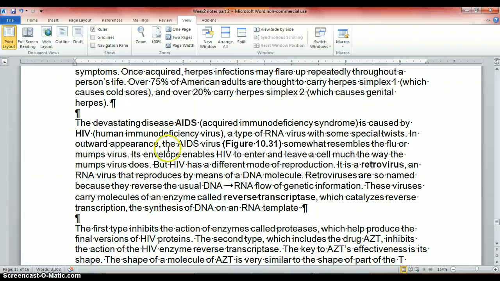It is a retrovirus and an RNA virus that reproduces by means of a DNA molecule. Retroviruses are so named because they reverse the usual DNA to RNA flow of genetic information. These viruses carry molecules of an enzyme called reverse transcriptase, which catalyzes reverse transcription, the synthesis of DNA on an RNA template. What's really tricky about the whole HIV thing, let's see if we talk about it.